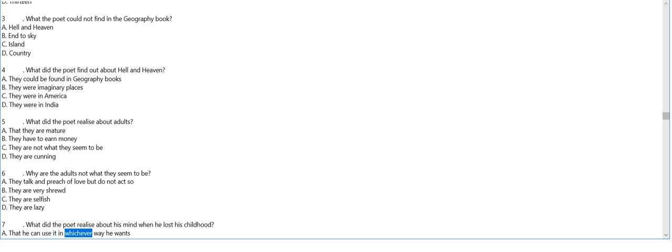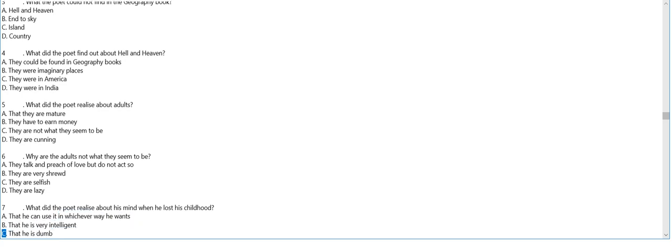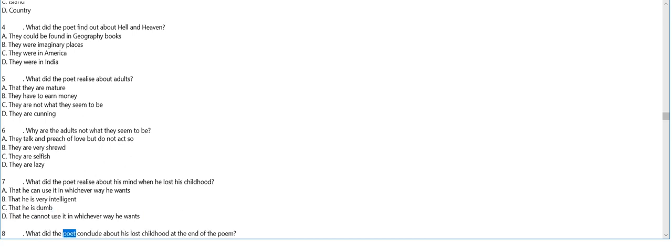A. That he can use it in whichever way he wants. B. That he is very intelligent. C. That he is dumb. D. That he cannot use it in whichever way he wants. 8. What did the poet conclude about his lost childhood at the end of the poem?